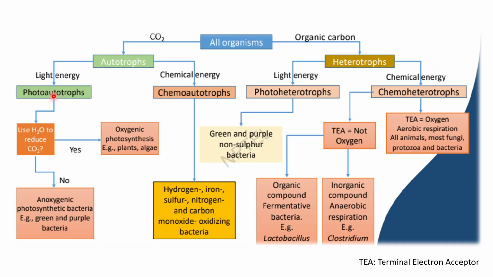After this, the photoautotrophs can be divided into two categories again. If they are using H2O to reduce the CO2, since they are autotrophs, they are using CO2 as their carbon source. So if they are using H2O to reduce that CO2, they are oxygenic photosynthetic organisms. So they are growing in presence of oxygen.